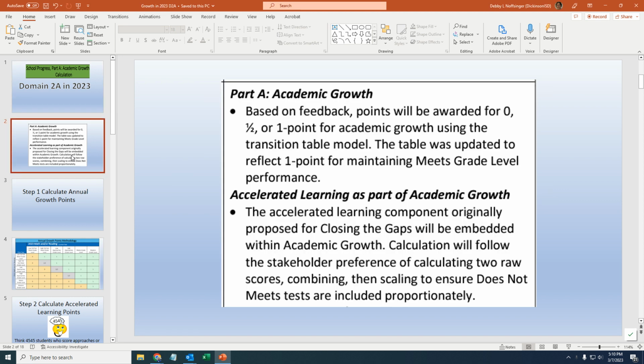The most recent updates that we have received is the fact that academic growth will have a 0, 1/2, or 1 point, and I've got a chart that's going to show you how those points fall out.